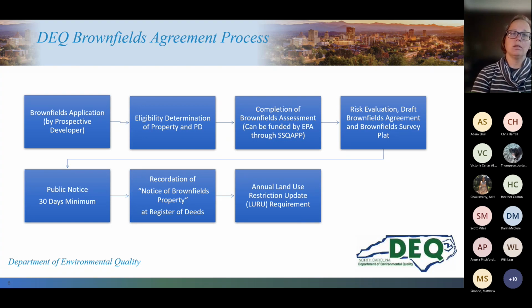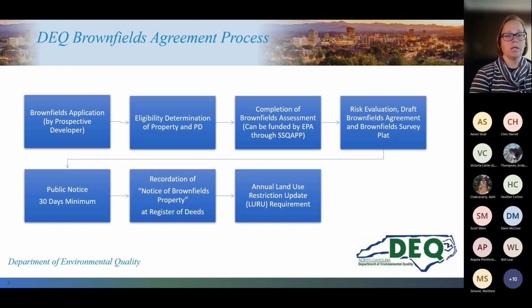And then the consultant will go do the work. Once the work is completed, they submit the data back to the Brownfields program. The Brownfields program does a risk evaluation, looks at the data, and assuming no additional work is needed, then they draft the Brownfields agreement, and the prospective developer will draft the survey plat of the property. Once those documents are reviewed and agreed upon between the developer and DEQ, there is a public notice.